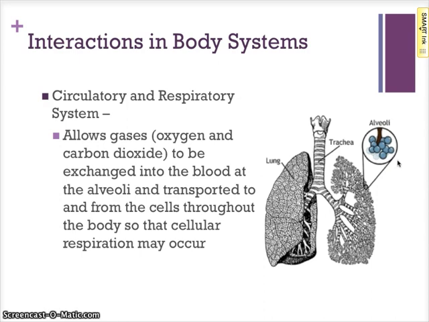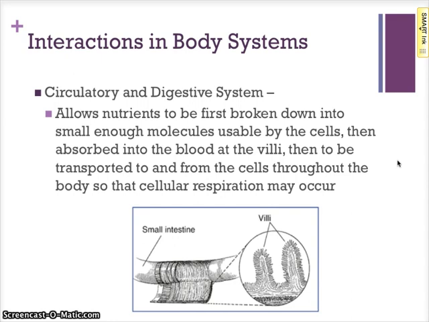The next systems that we'll look at are the circulatory and digestive systems. Now remember, we just said the circulatory system transports materials through the blood, and the digestive system breaks down food into small enough nutrients to be used by cells. So when we eat food, we use enzymes to break those macromolecules, those polymers, into monomers, and eventually, when they're small enough, they get absorbed into the bloodstream. This all happens in the small intestine of the digestive system.